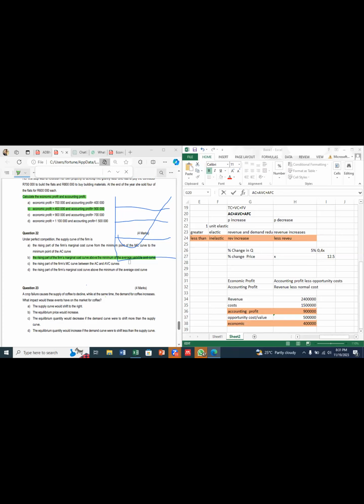Question 23 reads, a crop failure causes supply of coffee to decline, while at the same time demand of coffee increases. What impact of those events on the market for coffee?